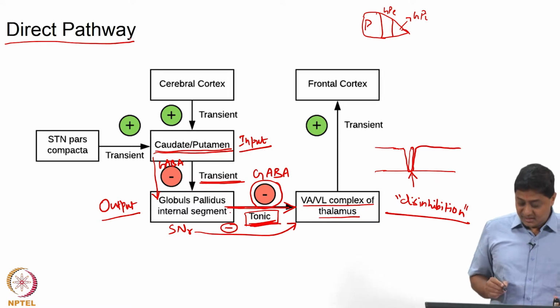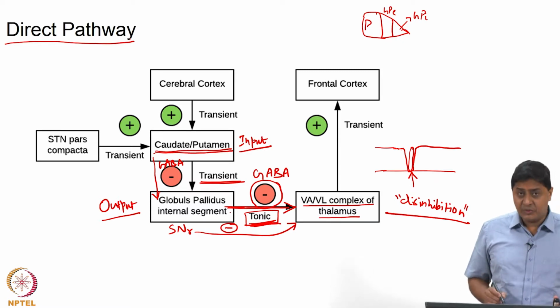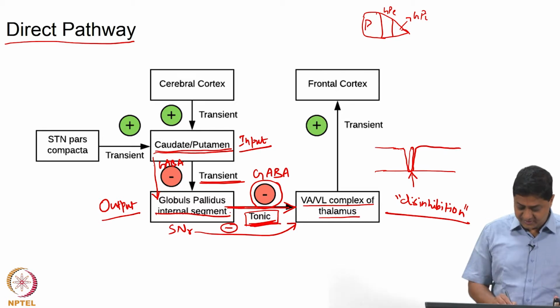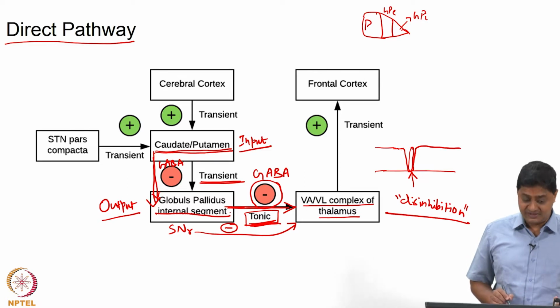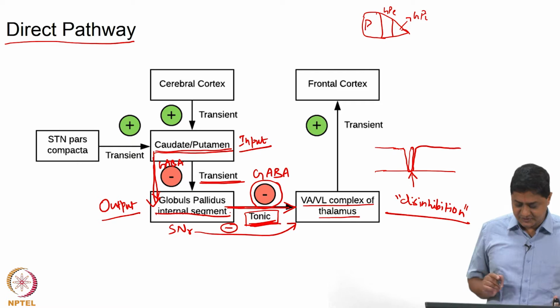because the input, the connection to the globus pallidus internal comes directly from the striatum. Because of this reason, this is called the direct pathway. Is there any other way in which it can happen? The answer is yes, there is another way in which it can happen. We will also discuss that.